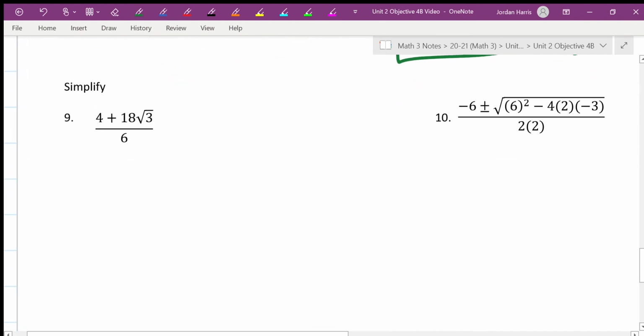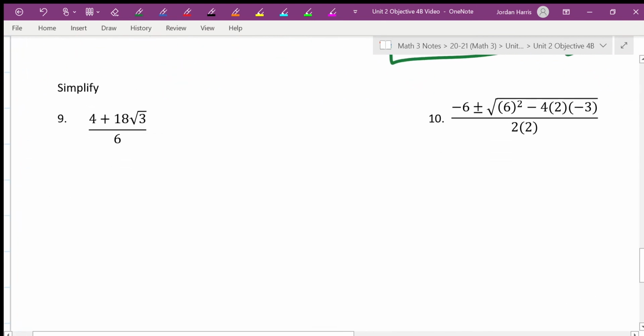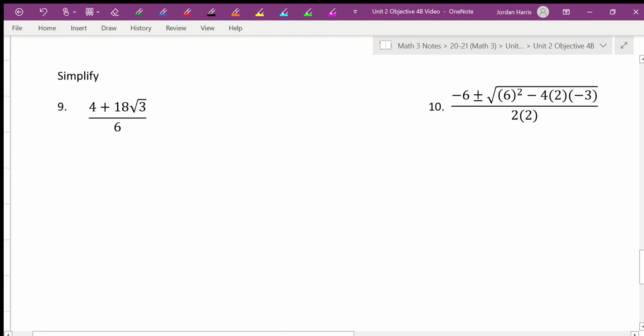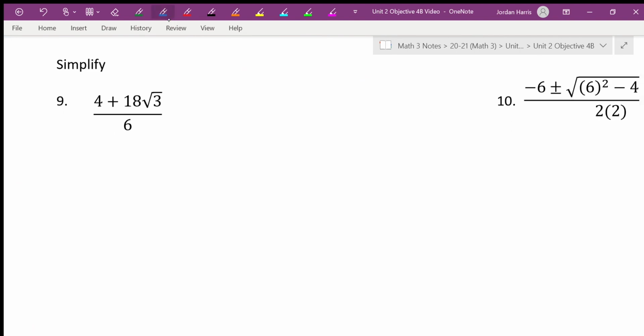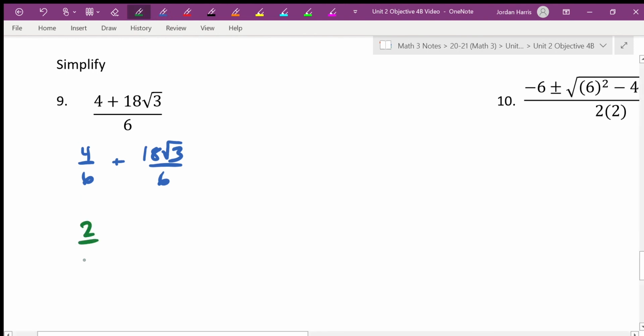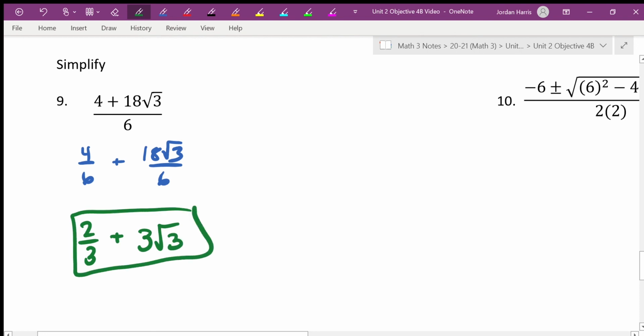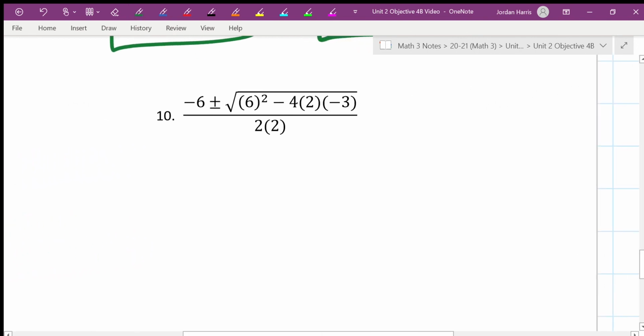All right, number 9 and 10 is practicing simplifying things. I would highly recommend you separate with big fractions. You separate. This is leading up to solving by quadratic formula. So when I separate, I get 4 over 6 plus 18 root 3 over 6. Everything is divided by 6, and then I just simplify. So 2 goes into both, so 2/3 plus, I can divide them. I cannot add or subtract them, but I can divide them. 18 divided by 6 is 3 root 3. So make sure you understand that. When we're talking about combining like terms, we're talking about adding or subtracting. We can still multiply and divide things, but adding and subtracting must have like terms.